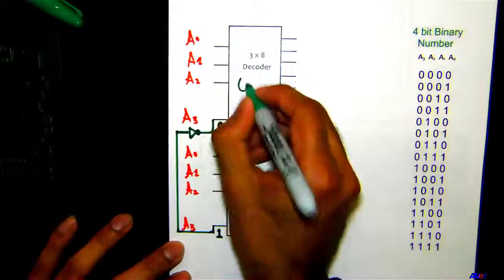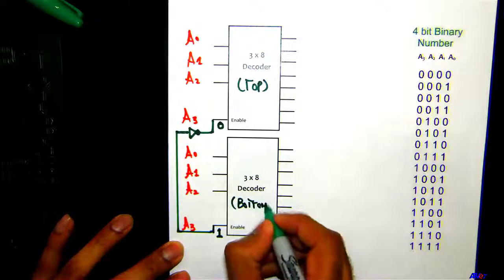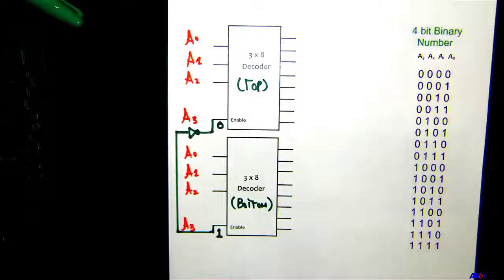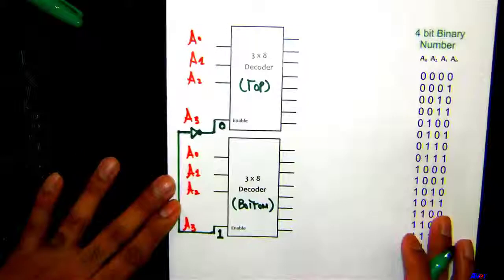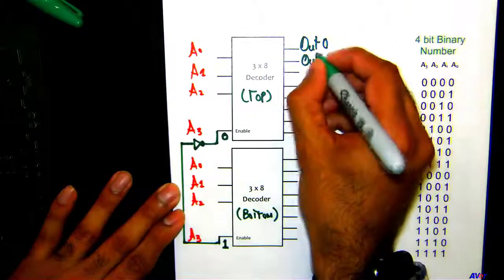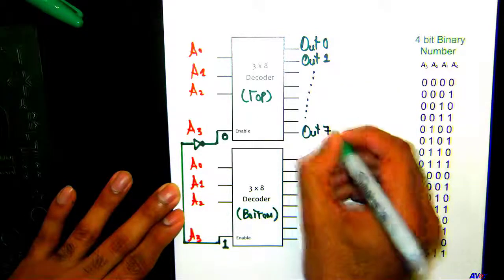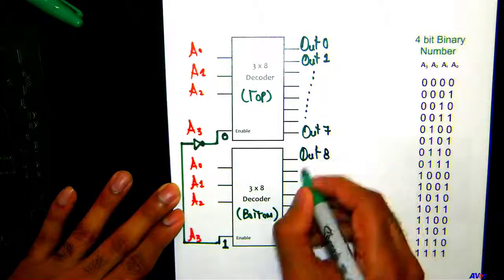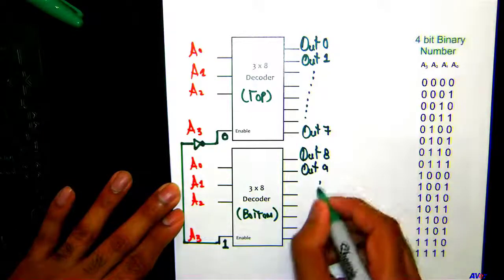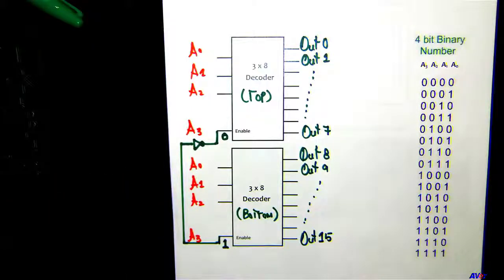So say this is my top module and this is my bottom module, there can only be one module working at one time, correct? Everybody understand that part, right? Now these are going to be my outputs. So say this is out 0, out 1, and so on. This is our out 7, this is our out 8, out 9, and they go all the way to out 15. So notice now we have 4 inputs and we have 16 outputs, and we want to verify whether this is working or not.